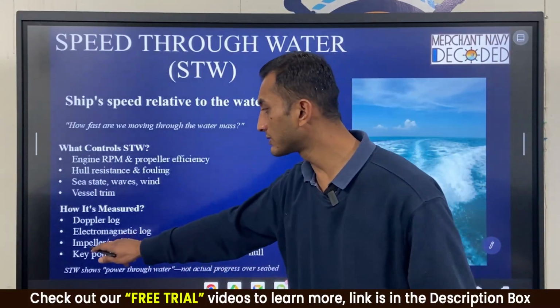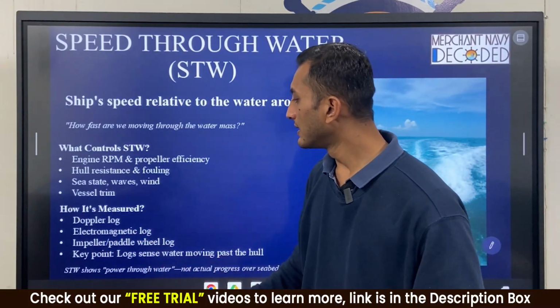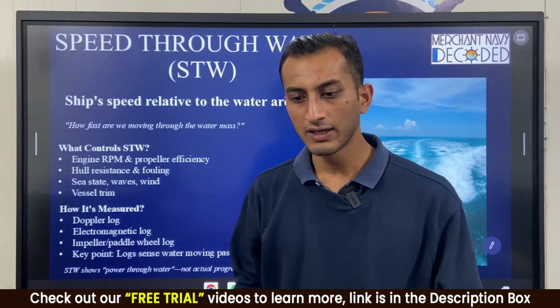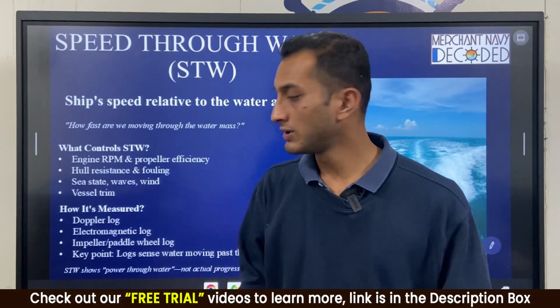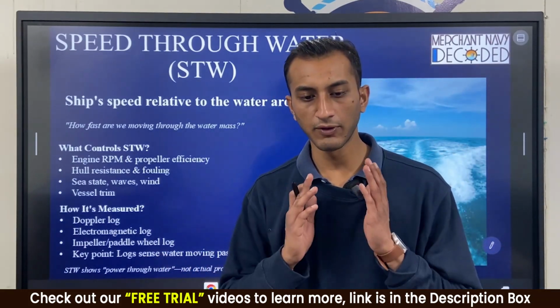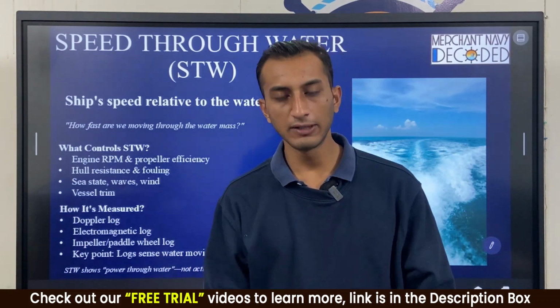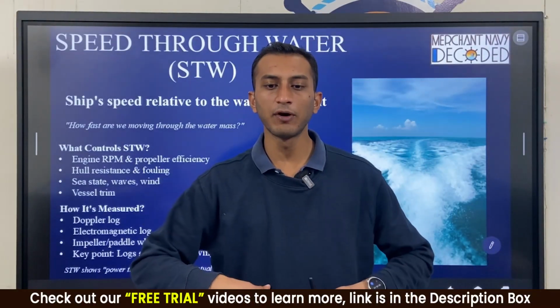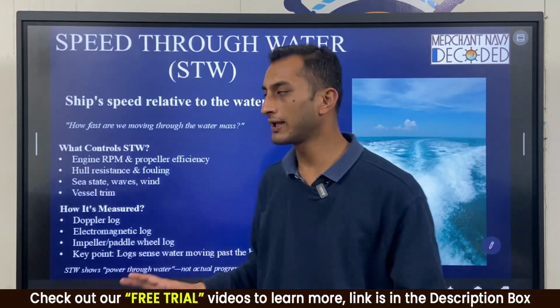I don't know about this thing, but I've still mentioned it. The key point is, the log measures the speed of the ship through water, with respect to the water passing through its hull. How fast the water is passing through the hull of the ship, the speed log measures it. So the speed through water is the speed of the ship with respect to the water surrounding her.